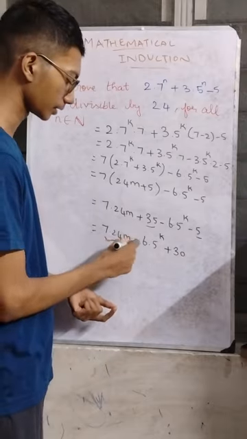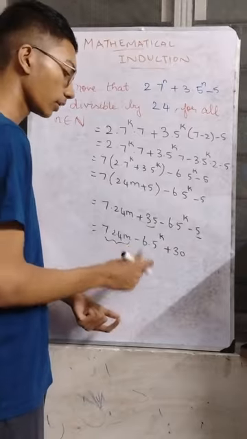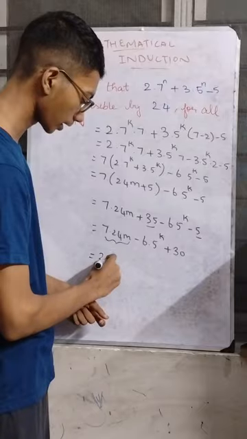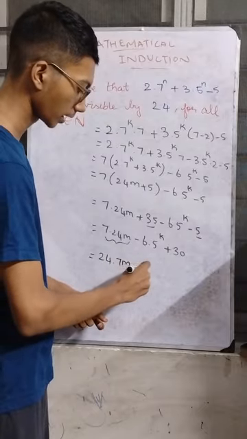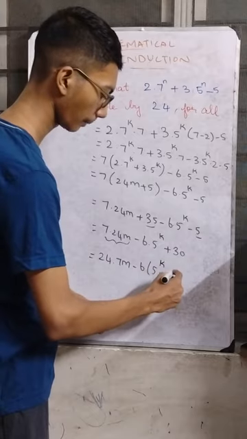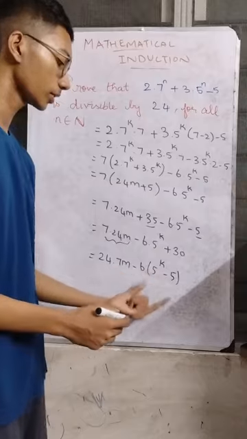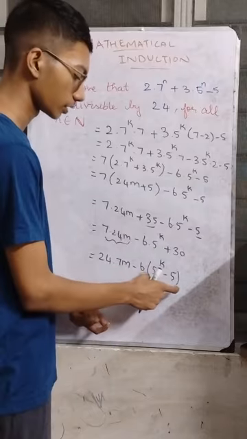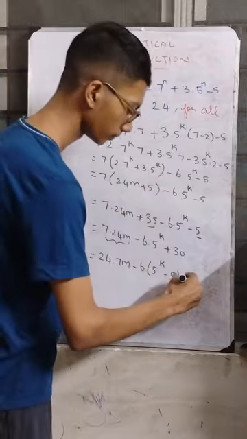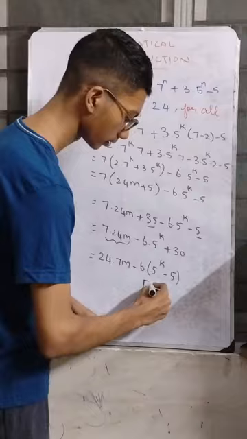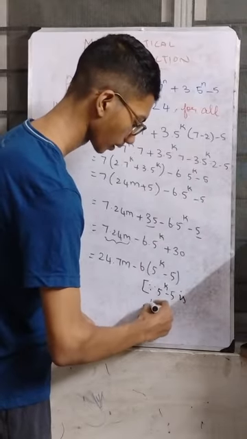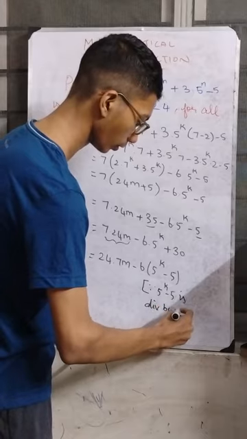So we can clearly see this term is divisible by 24. We just need to get this term to be divisible by 24 as well. So how we can do that is, we can take minus 6 from both these terms. So we have 5 power k minus 5. Now this is another mathematical induction proof. 5 power k minus 5 is always divisible by 4. So we can write it here: 5 power k minus 5 is divisible by 4.